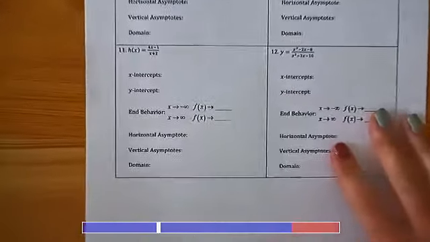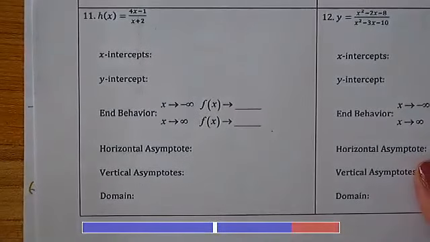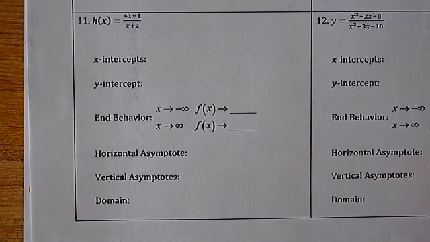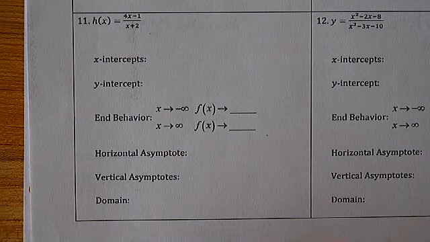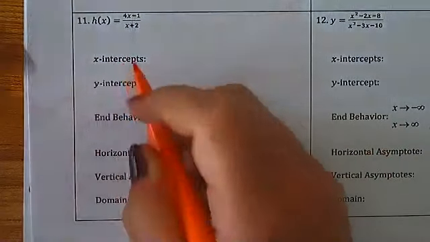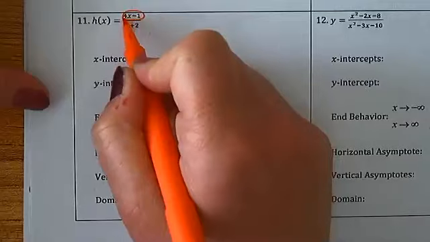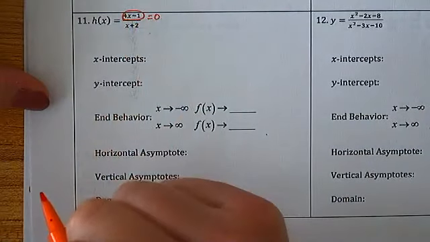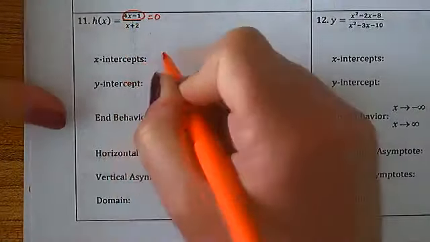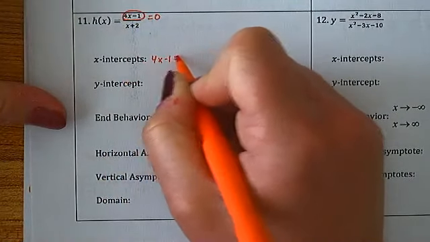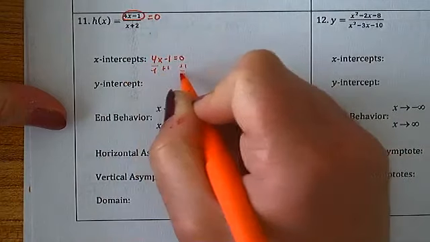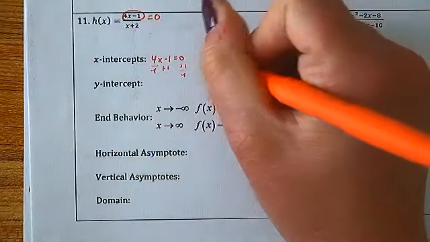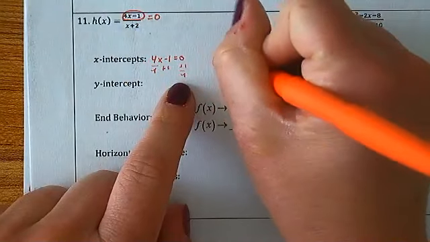I keep pushing the wrong button. So here's number 11. And we are going to find everything, okay? So let's start with x-intercepts. To remind you, you set the numerator equal to 0 and you solve for x to find x-intercepts. So we do 4x minus 1 equals 0 and solve for x. If we add 1 to both sides and then divide by 4, our x-intercept is 1/4, 0.